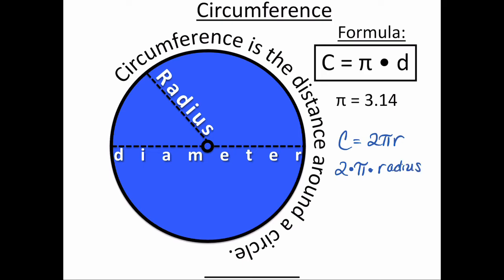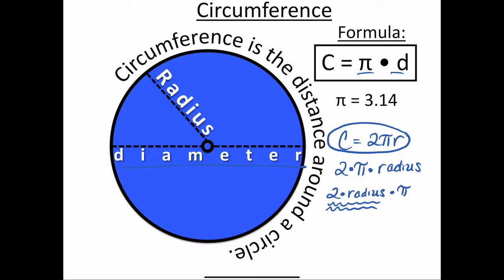And if I clean that up a little bit, I can do 2 times the radius times pi. The reason we can get away with that is because 2 radii equal 1 diameter. That's another approach, but whether you use 2 pi r or pi times diameter, you're going to find circumference. That's the distance around a circle.